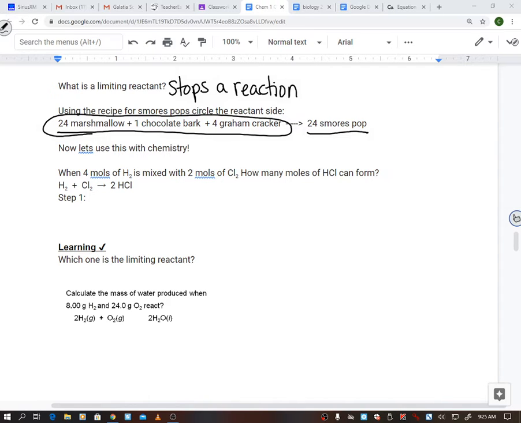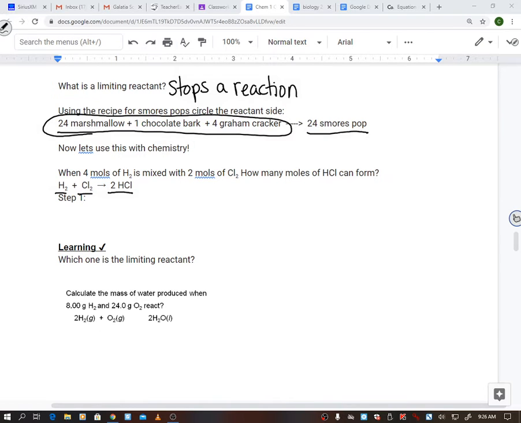So now we're going to throw chemistry in with this. Instead of saying marshmallows, chocolate bark, graham crackers, instead of marshmallows it's hydrogen, and instead of chocolate bark it's chlorine. When I add these two things together, I get hydrochloric acid, and I have 2 moles of it. This becomes a little bit more difficult because we see chemistry words and terms, and we see moles. So let's look at how to do this.